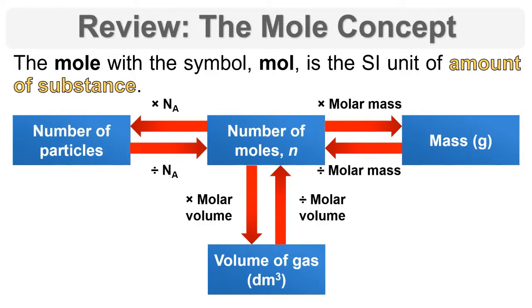To find the number of particles, multiply the number of moles by the Avogadro constant. Similarly, to find the solid mass, multiply the number of moles by the molar mass. To find gaseous volume, multiply the number of moles by molar volume.